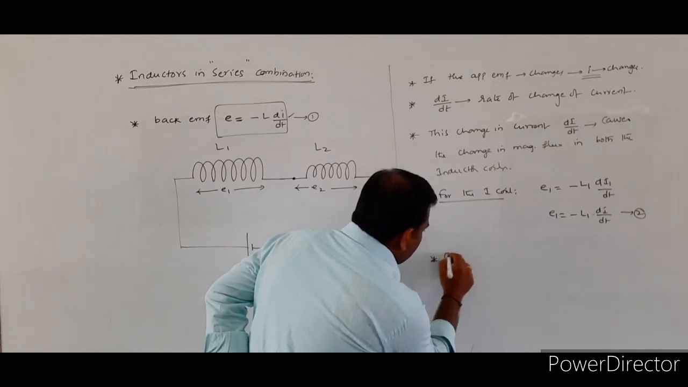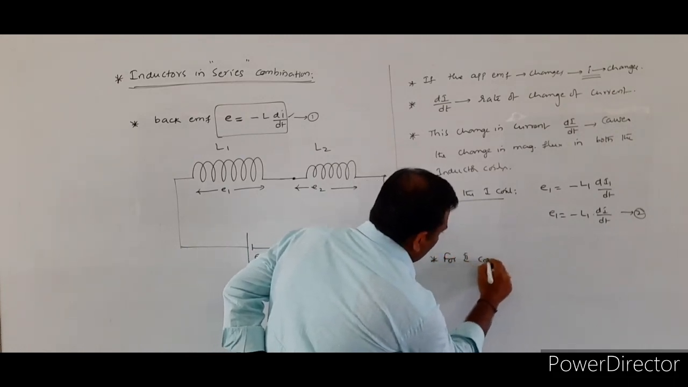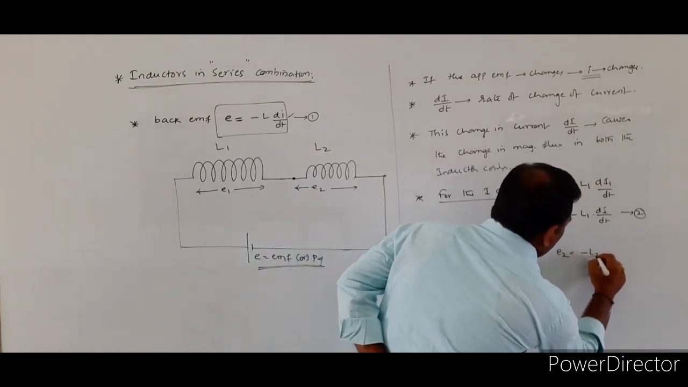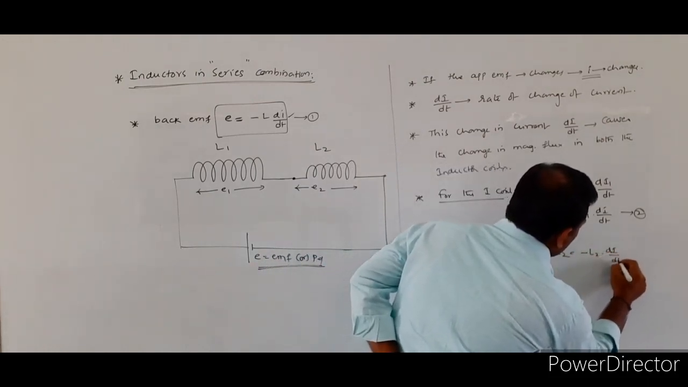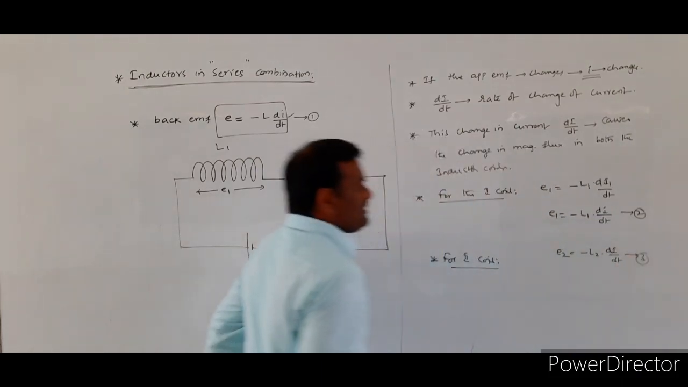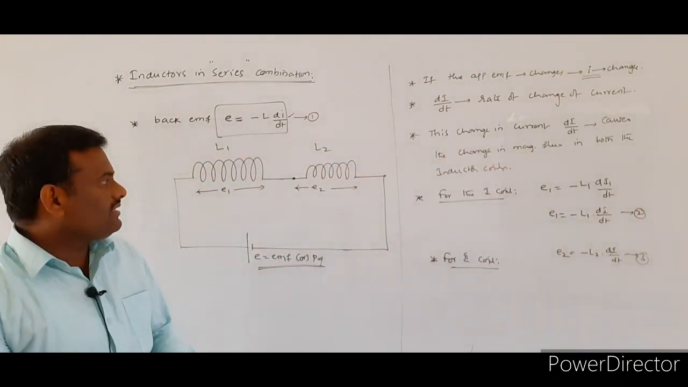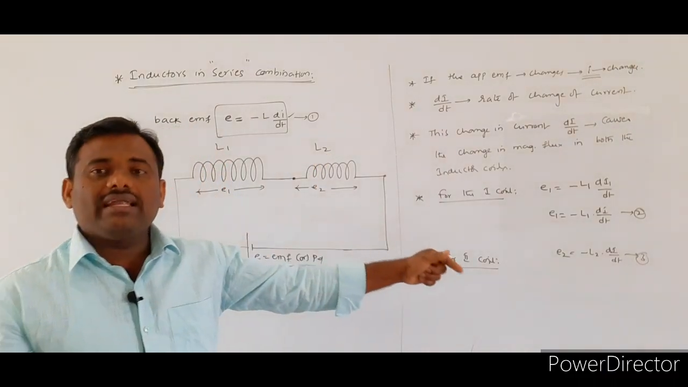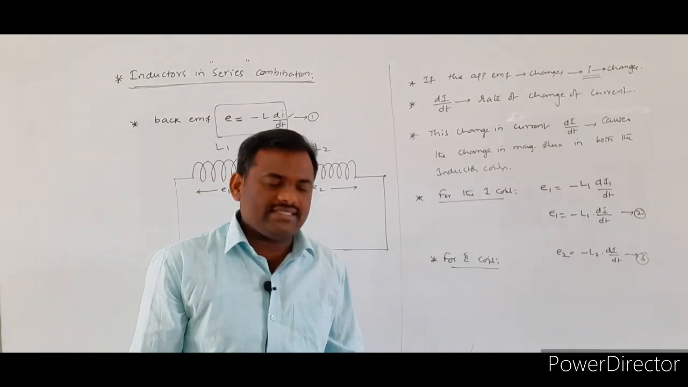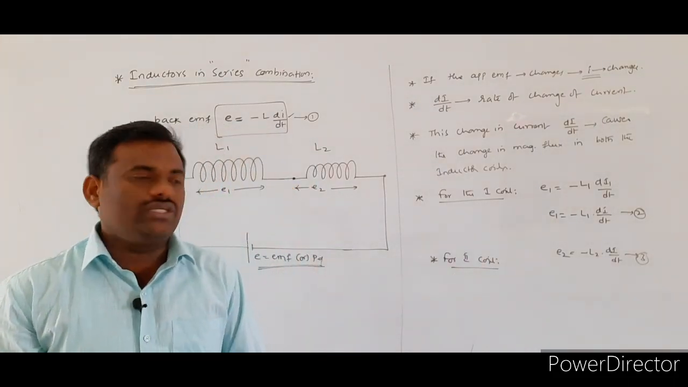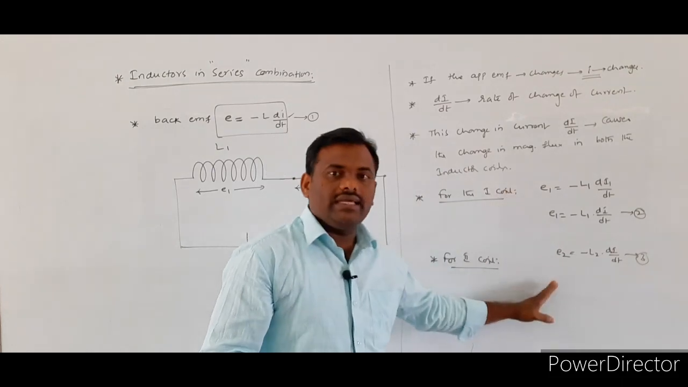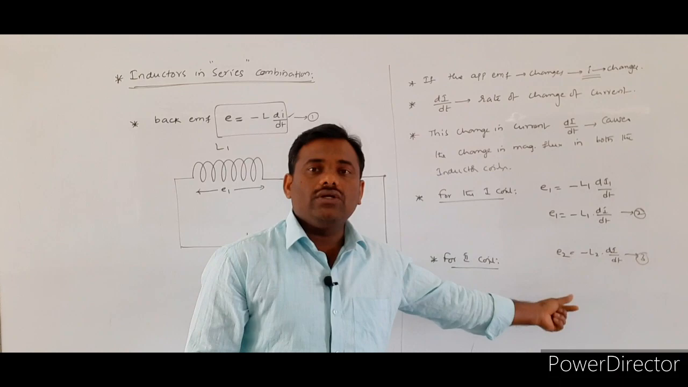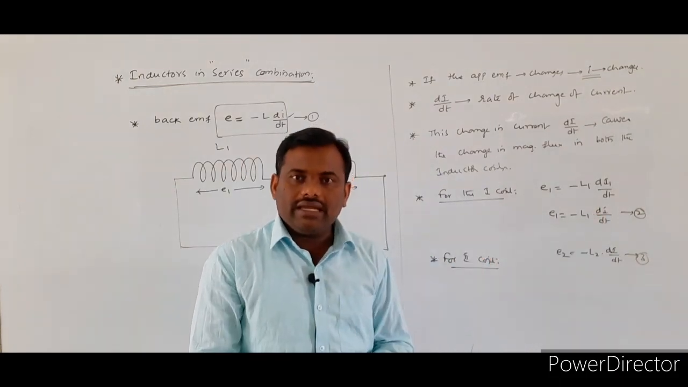Similarly, for the second coil, E2 is equal to minus L2 into di by dt. For the second coil, the coefficient of self-induction is L2, and the same rate of change of electrical current takes place since they are in series combination. As a result, the induced EMF across the second coil is E2 equal to minus L2 into di by dt.